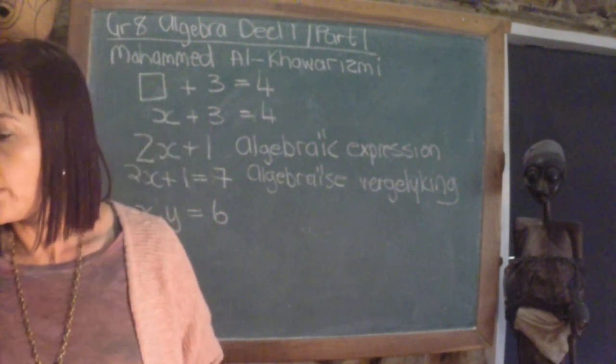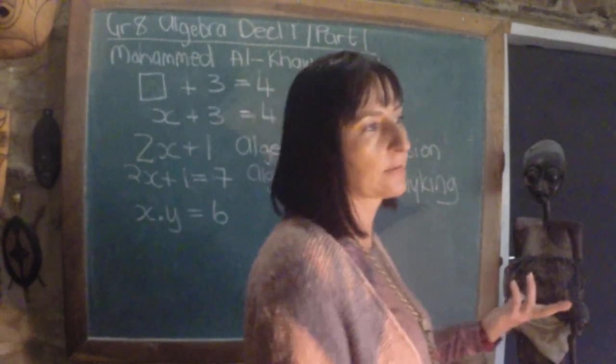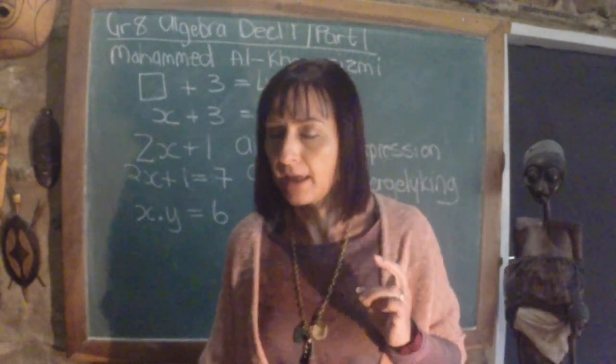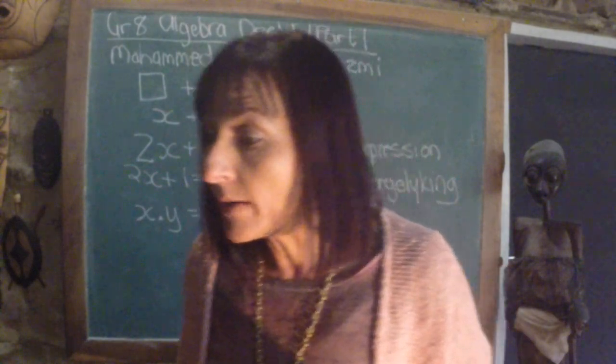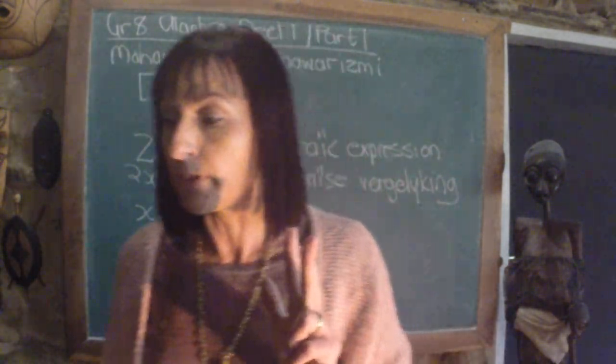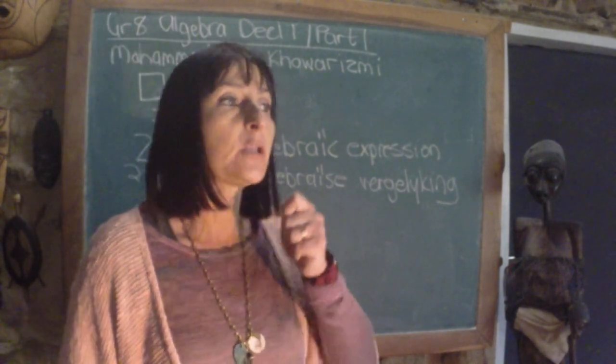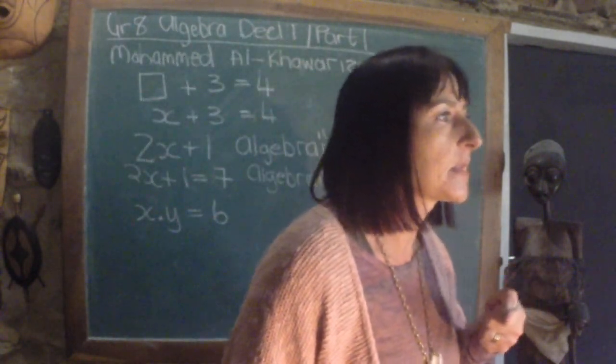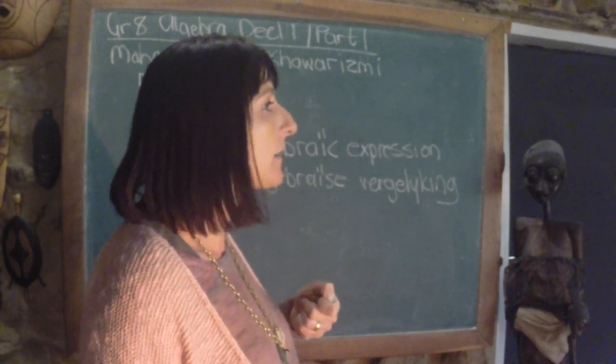So I'm going to do an example now. I'm first going to do it in Afrikaans and then in English. Listen carefully. Ek koop 3 koeldranke by die snoepie. Ek betaal met R100 en ek kry R64 terug. Listen carefully.